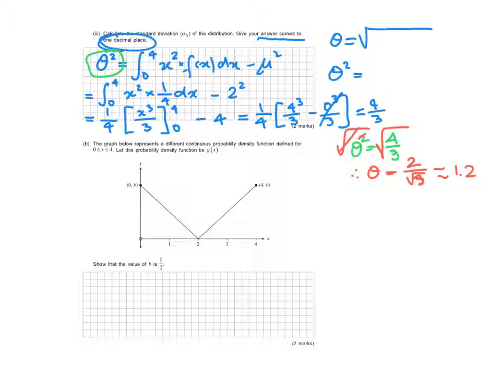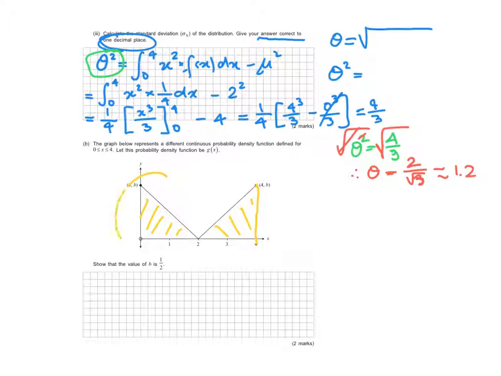Let's move on to part B. The graph below represents a different continuous probability density function defined for the same domain. Let this probability density function be g of x. What we know about this function too is that the area under the curve, or under those two lines, has to be equal to 1.